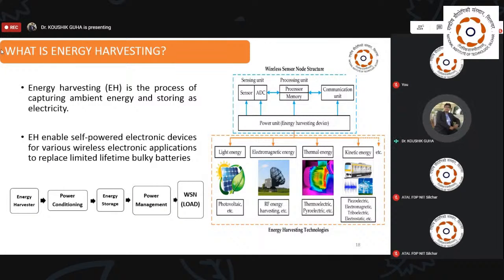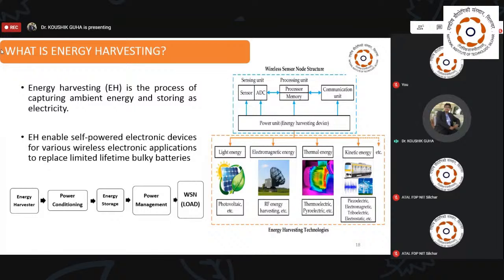So the wireless sensor node structure, we can see, is a combination of sensors, some electronic circuits, some memory, and the communication unit. So as a whole, it will make a wireless sensor node. And powering this wireless sensor node is none other than the energy harvesting device. So there are many energy harvesting technologies existing in the present world that we can see.